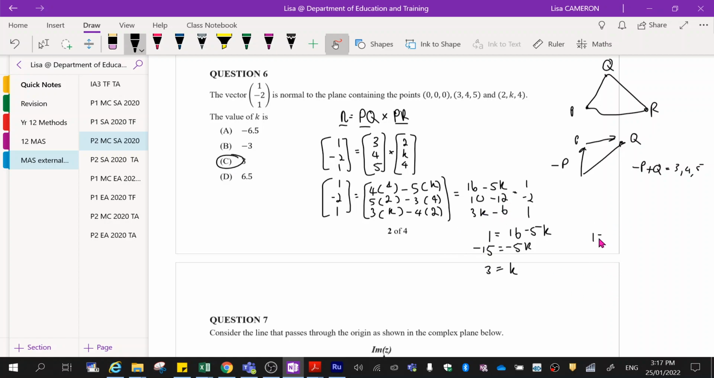If I'd done 1 is equal to 3K minus 6, then it would work out. I think I've made, yes, that should be an 8 there, not a 6, which means that should be an 8. So when I take this across, it will become 9 is equal to 3K, which will be K is equal to 3.